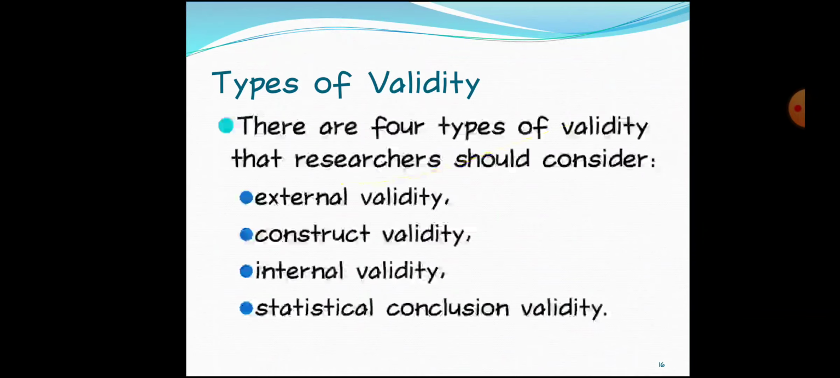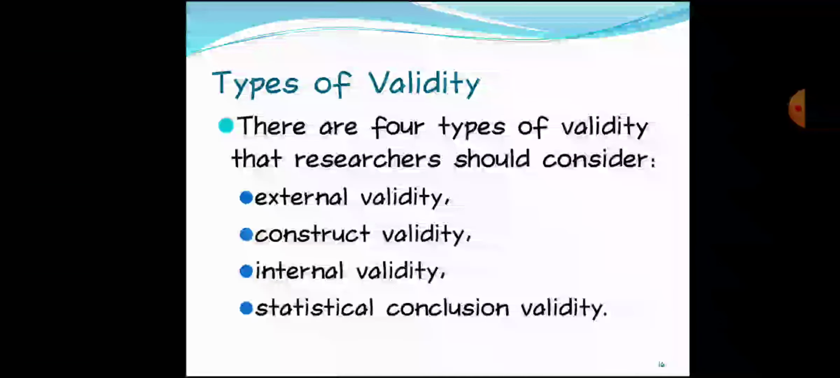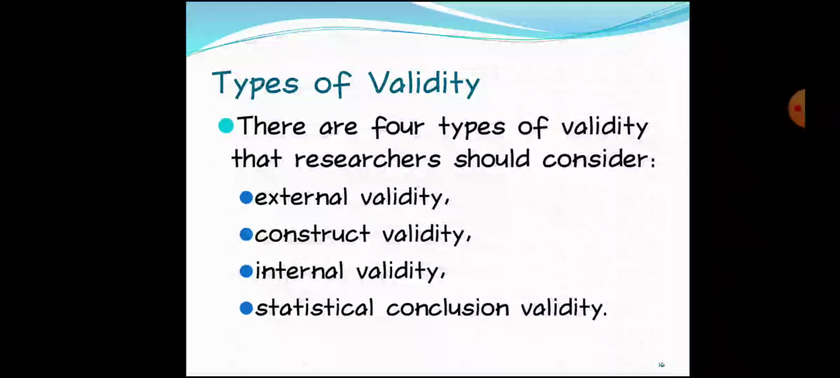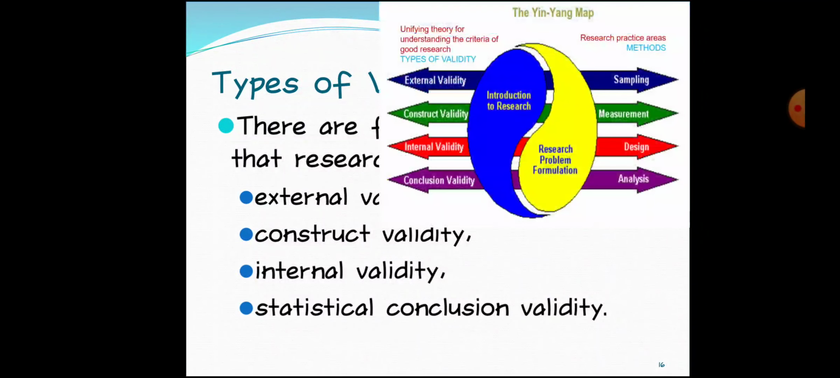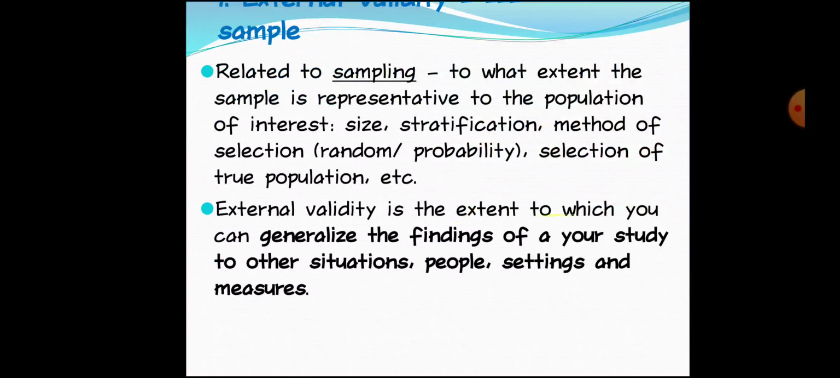Types of validity. There are four types of validity that researchers will consider: external validity, construct validity, internal validity, and statistical conclusion validity. External validity, or sample. Related to sampling, to what extent a sample is representative of the population of interest. Size, stratification, method of selection, random probability, selection of true population, etc.